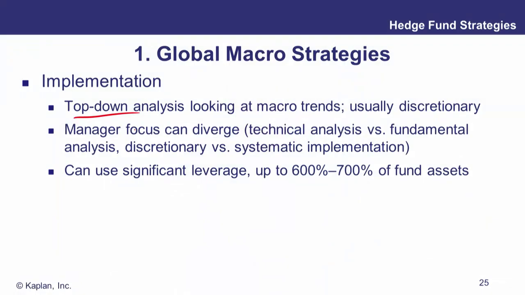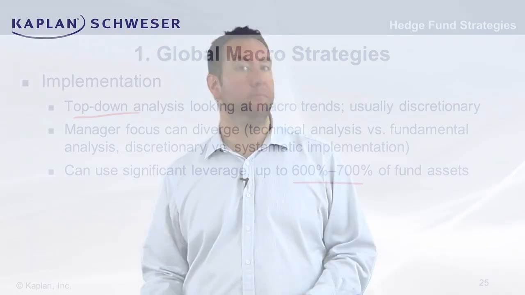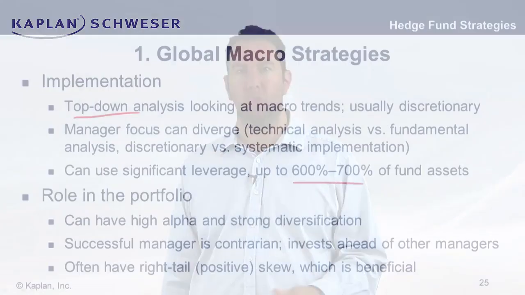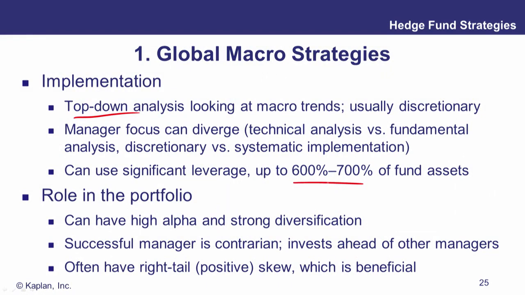The manager focus, as we talked about before, technical versus fundamental, discretionary versus systematic, but a bias towards discretionary, we would say here. Because the returns might need some amplification, we put a lot of leverage in there, sometimes 600 to 700% of the fund's assets. Strong diversification potential for global macro, so some nice excess returns on offer.